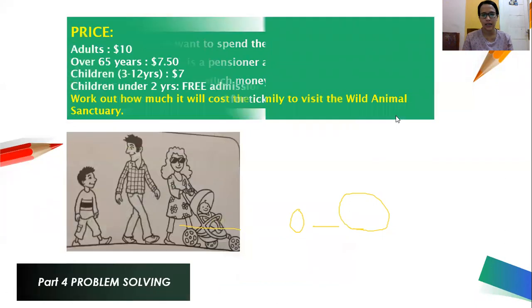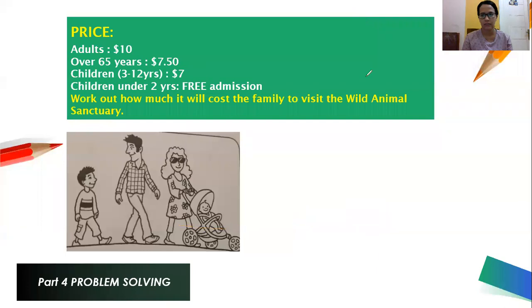Okay. Next, counting. This is also taken from your activity book, like you did last week. Okay, now let's start. In here you have different price. So make sure you really read the problem carefully.